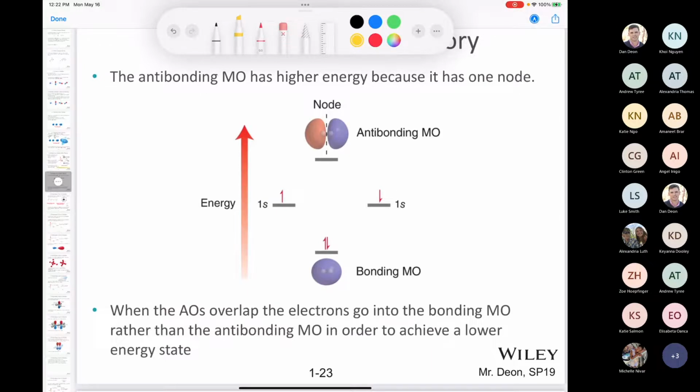And when the atomic orbitals overlap, the electrons are going to go into the bonding molecular orbital rather than the antibonding. Why? Because they want to achieve a lower energy state. Again, you don't need to know much more about molecular orbital theory than this because it is largely covered in organic chemistry 2, and we use it very rarely, if at all, in organic chemistry 1 to take a look at a reaction. And thus, I won't be asking you any questions about molecular orbital theory.